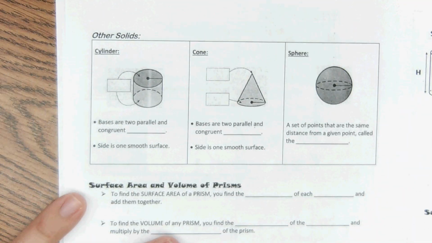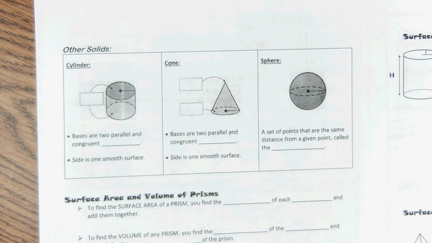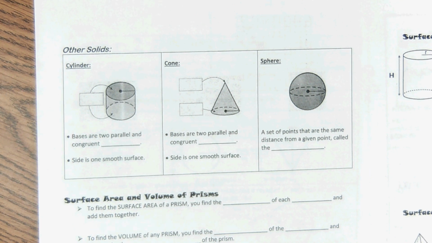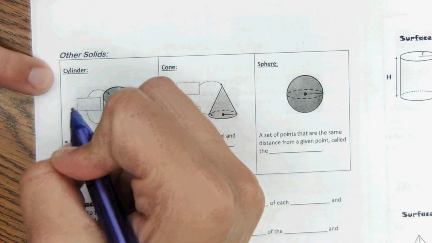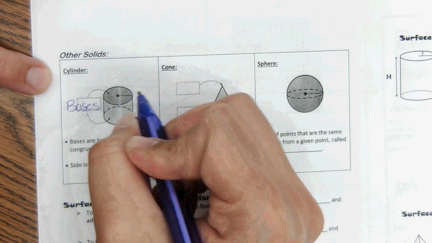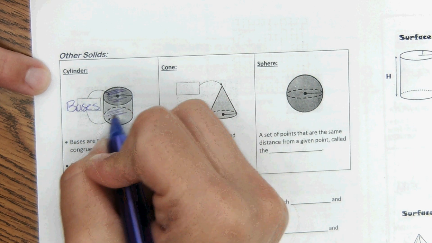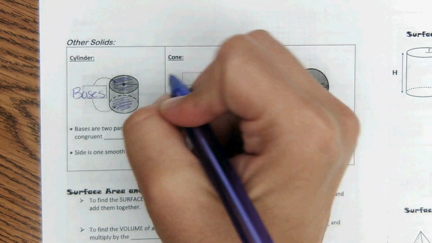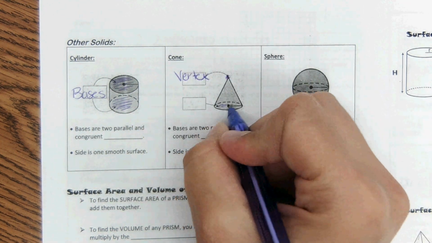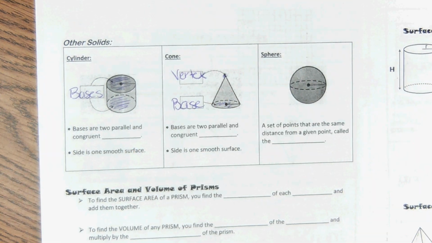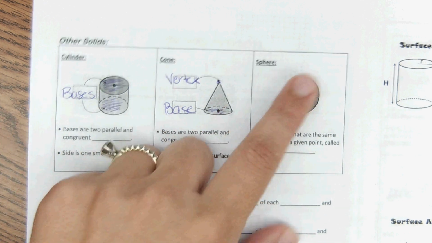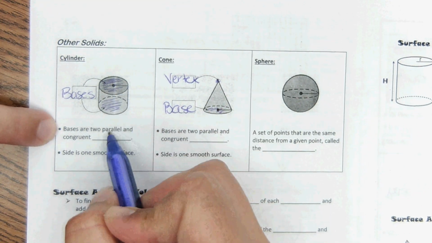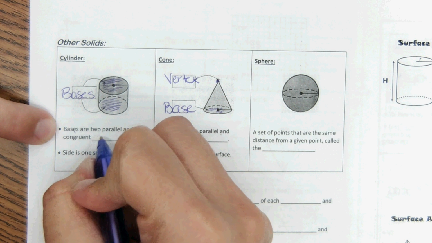Okay. Then 3 more 3D shapes: cylinder, cone, and sphere. These are not polyhedrons because they do have curved edges. A cylinder has 2 bases, and the bases are circles. So this is the base, and this is the base. And then a cone, this top point is called the vertex, and then this circle down here is the base. And then for a sphere, it looks like this.